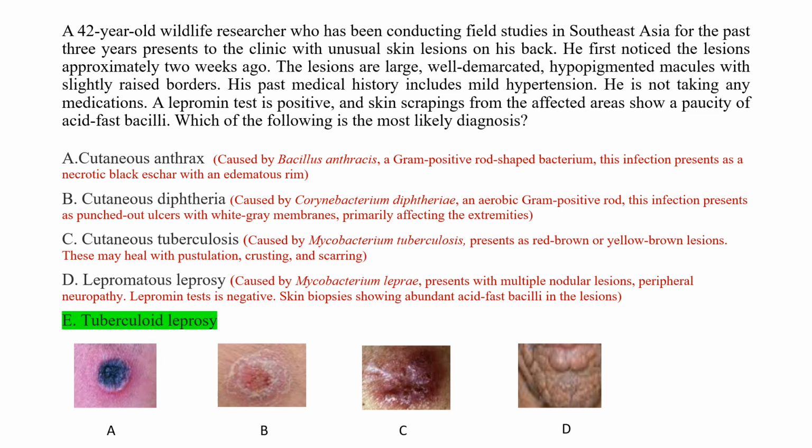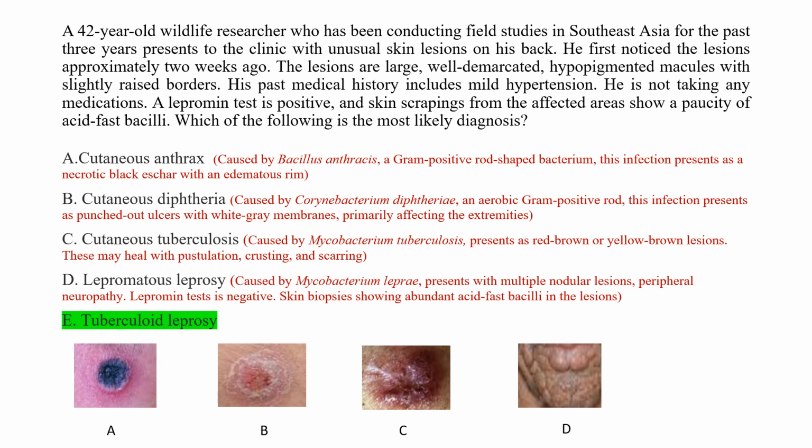Let's have a look at why the other options are incorrect. Option A, cutaneous anthrax, is caused by Bacillus anthracis, which is a gram-positive rod. This presents as a painless necrotic ulcer with a black eschar surrounded by significant edema. However, our patient's lesions are not described this way, making this diagnosis unlikely.